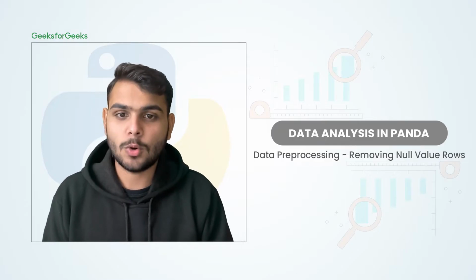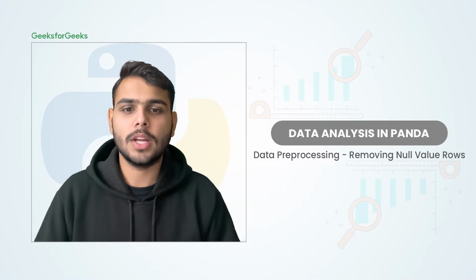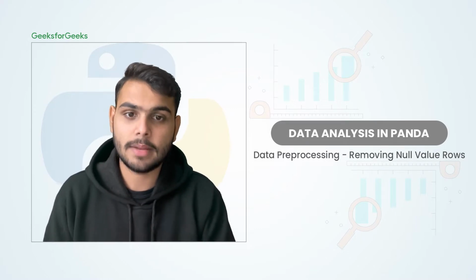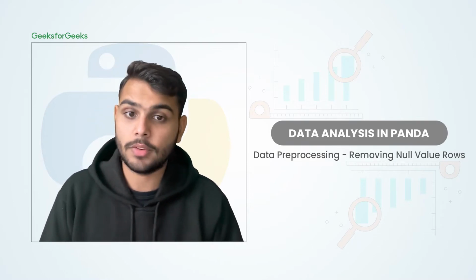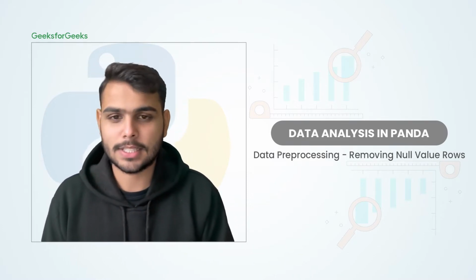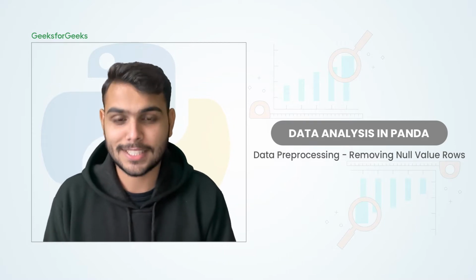So now we know how to load the dataset, but we have a few null values in the dataset, which will actually impact our analysis. So we need to remove the null values. How do we remove them? Let's discuss it in this video, and I'll see you on the other side.